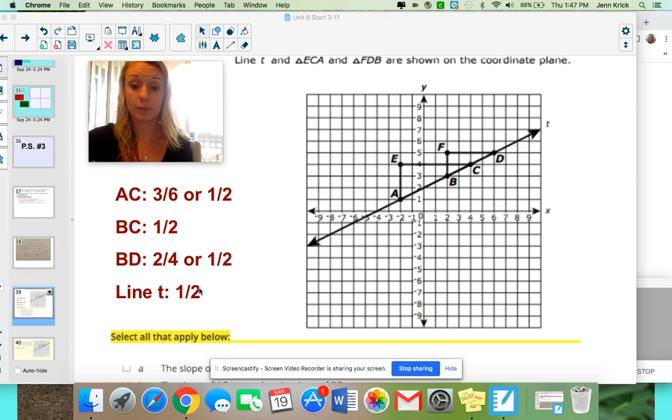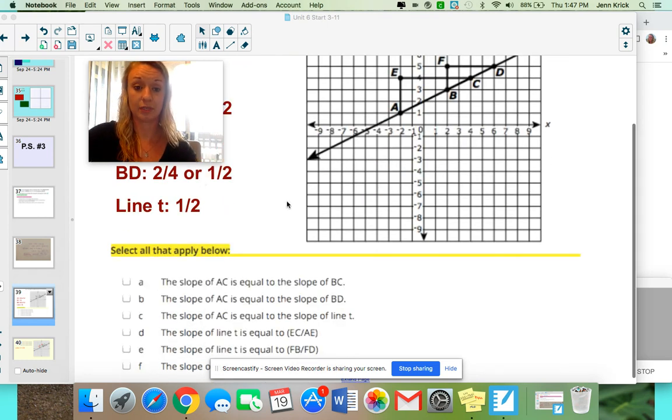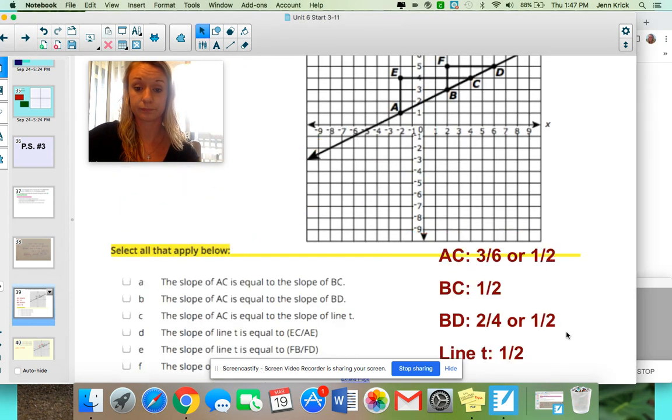It also talks about just this entire line as a whole. What would the slope of that be? Because it's just a line, it goes up 1/2, up 1/2, up 1/2. So the slope of just line T is 1/2. So I annotated this on the side because it's going to make our lives easier when we come down this way. So let's take a look.